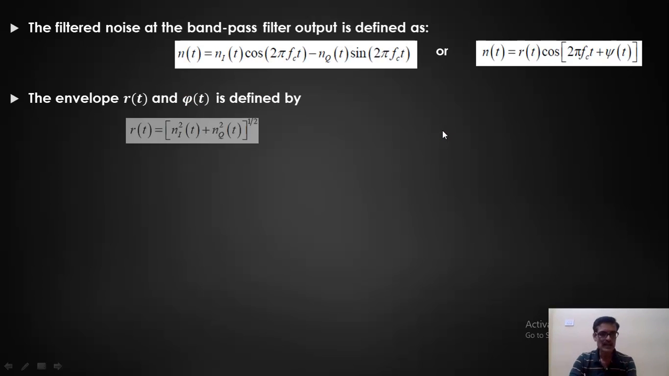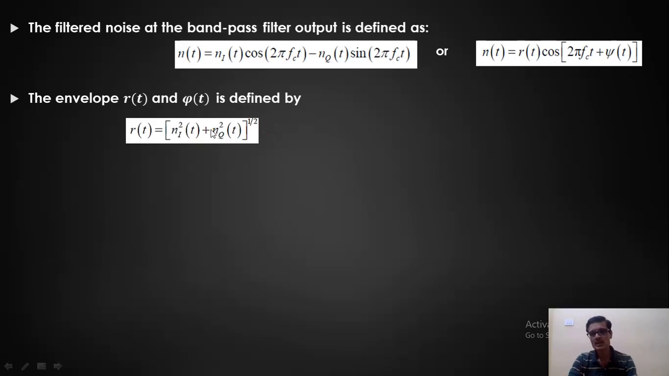Okay, now I can calculate this r of t. As I told, it is nothing but a magnitude. So how do you calculate the magnitude? It is the root, that is, I have taken here to the power half, root of the square of the in-phase component ni of t, plus the square of nq of t. So that's what I have taken here.